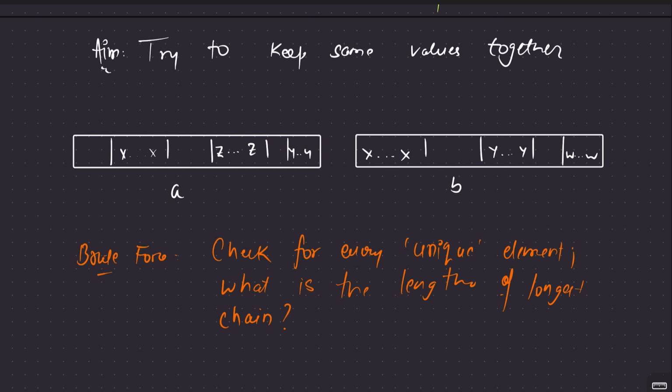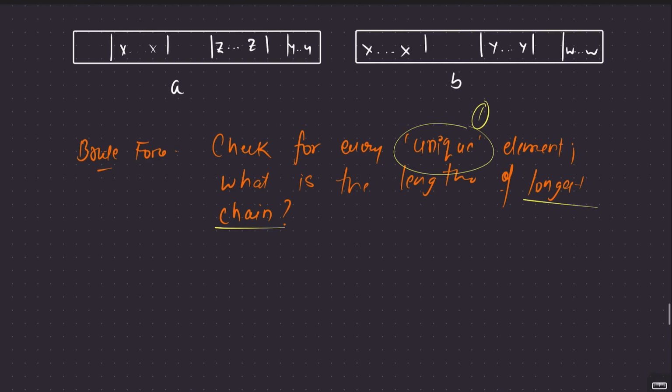Now, there are two parts to this. How to find every unique element? That is very obvious. You can store all the elements of A and B in a set, and you can get all the unique elements. So that was not a big thing. So this thing can be easily figured out. Now, for every unique element, how do you find this length of longest chain is my question to you. How can you find it?